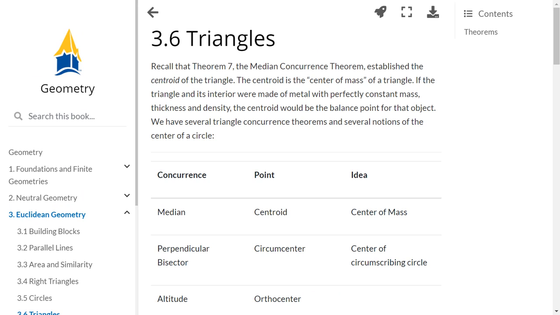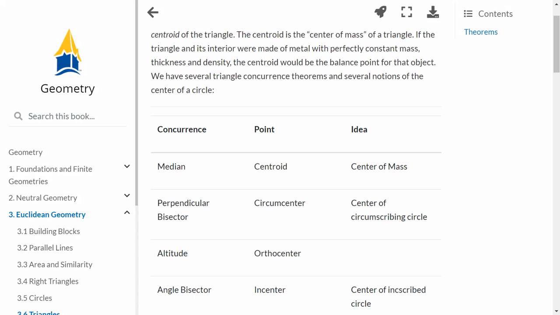But if you look at the beginning of the triangle section in 3.6, you'll see that there are different types of concurrences, right? The medians are concurrent. If you take the perpendicular bisectors of all three sides of a triangle, they're concurrent. If you take the altitudes of a triangle, they're concurrent. The angle bisectors are concurrent. And what's cool is that we can use the point where they are concurrent to make certain things. Like, for example, the center of the inscribed circle is at the concurrency point of the angle bisectors.